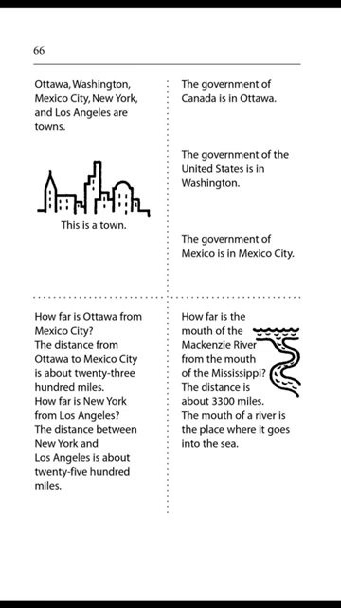How far is New York from Los Angeles? The distance between New York and Los Angeles is about 2,500 miles. How far is the mouth of the Mackenzie River from the mouth of the Mississippi? The distance is about 3,300 miles. The mouth of a river is the place where it goes into the sea.